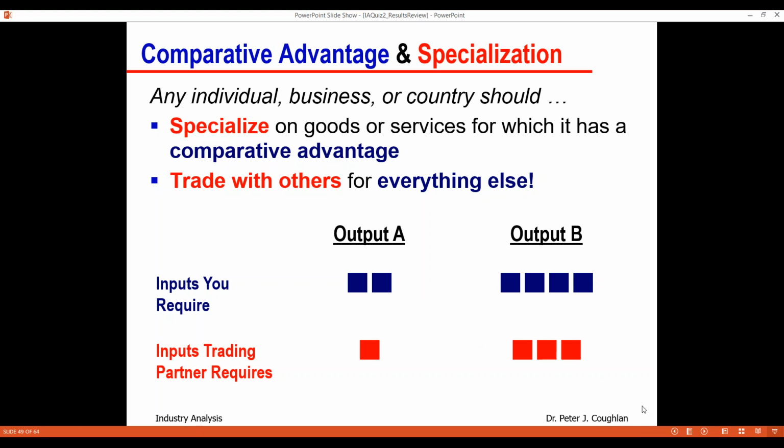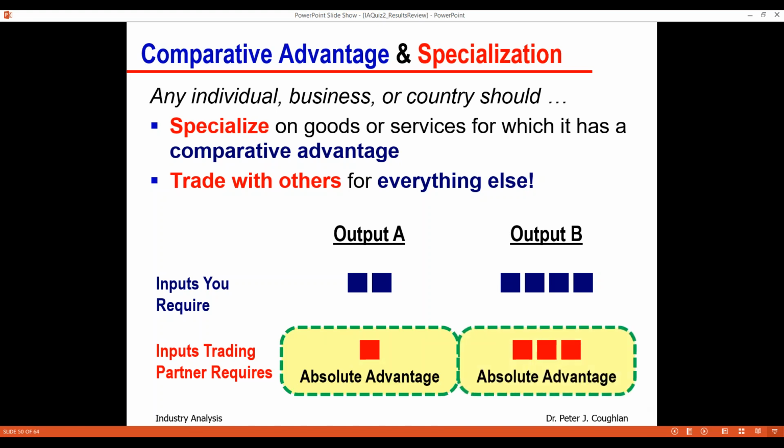So what does this mean? Your trading partner, who might be your spouse or your neighbor or your friend or another country, whatever it might be, has an absolute advantage in both. It takes fewer hours: your trading partner can produce output A with only 1 hour and output B with only 3. Your trading partner is better at producing both outputs than you are in terms of the inputs required. Therefore, your trading partner has an absolute advantage in both output A and output B. But what about comparative advantage?